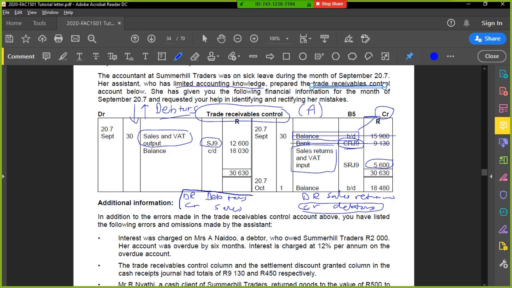Have a look at the working. What's happening to sales? Are you crediting or debiting sales? Crediting. Good, you're crediting sales. Is this account sales? No, this account is trade receivables.